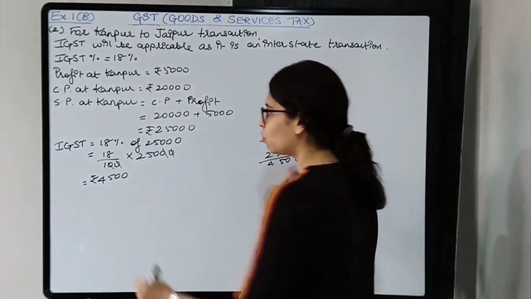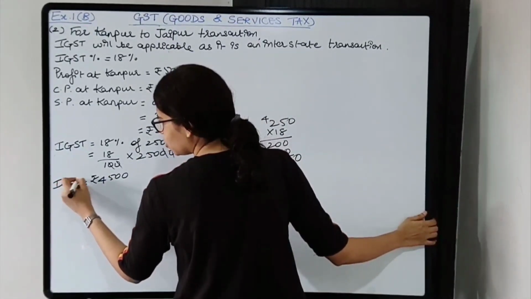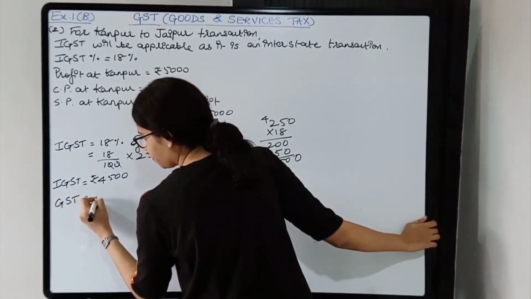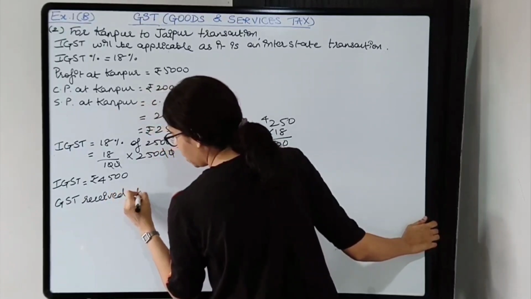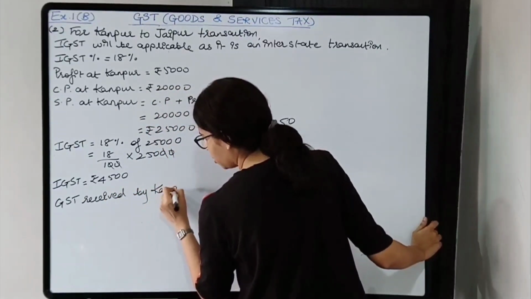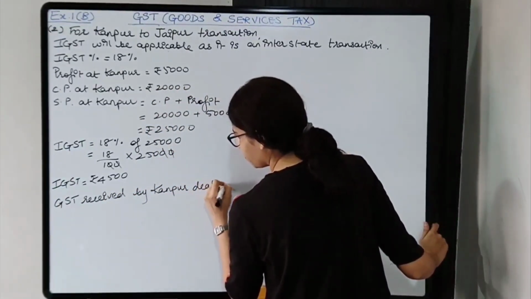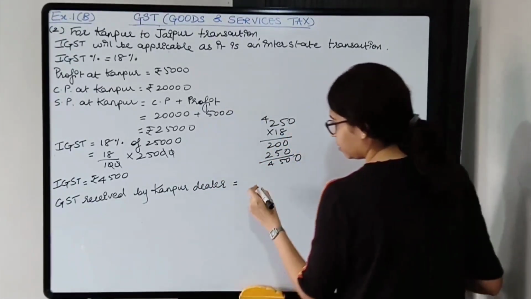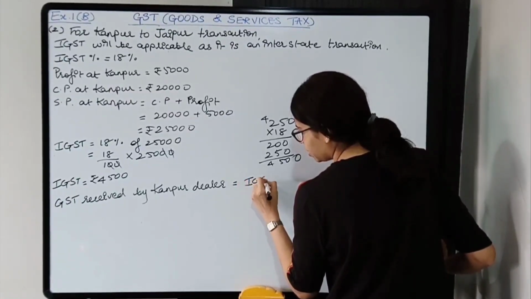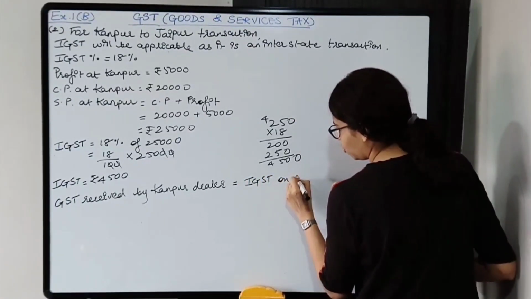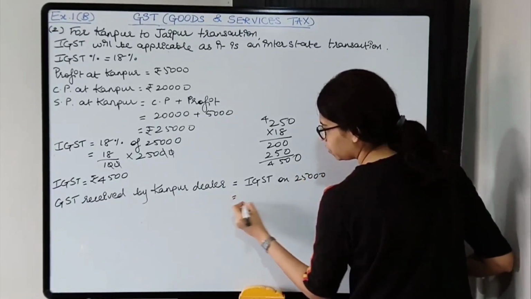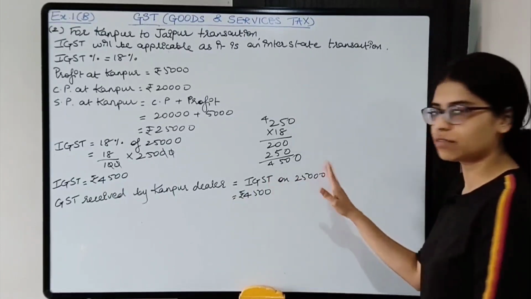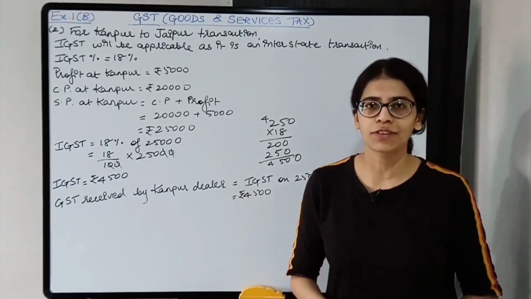Okay, so IGST will be 4,500. So GST received by Kanpur dealer, it will be IGST on 25,000, so that will be 4,500 rupees. You can write directly. Okay, you don't need to write this, you can directly write rupees 4,500.